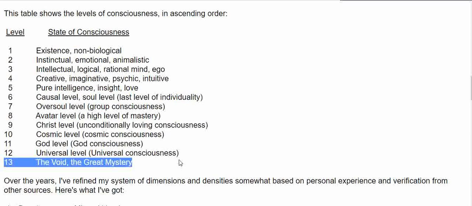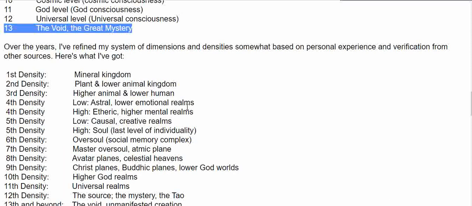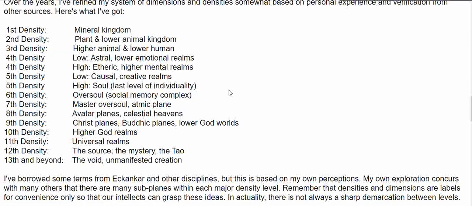When people are too instinctual, go up, become a predator with a primitive mind, they are in the second level of understanding or density. First level, we have the existence, non-biological. Amazing. Is abstract one. Over the years, I've refined my system of dimensions and densities somewhat based on personal experience and verification from other sources. Here's what I've got.